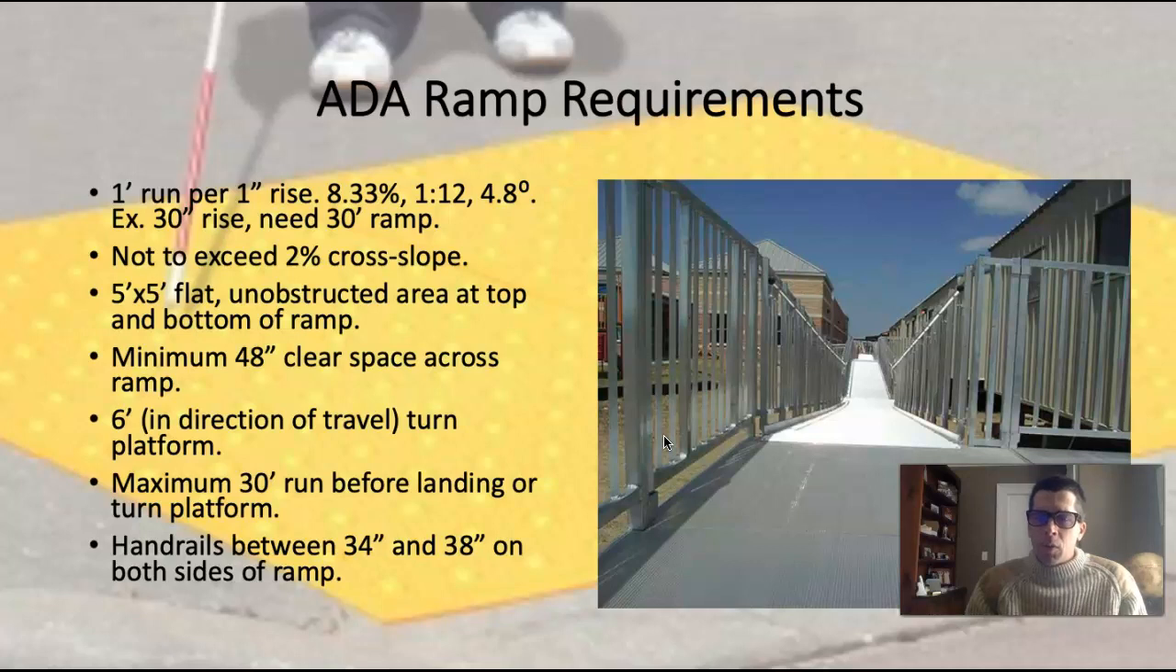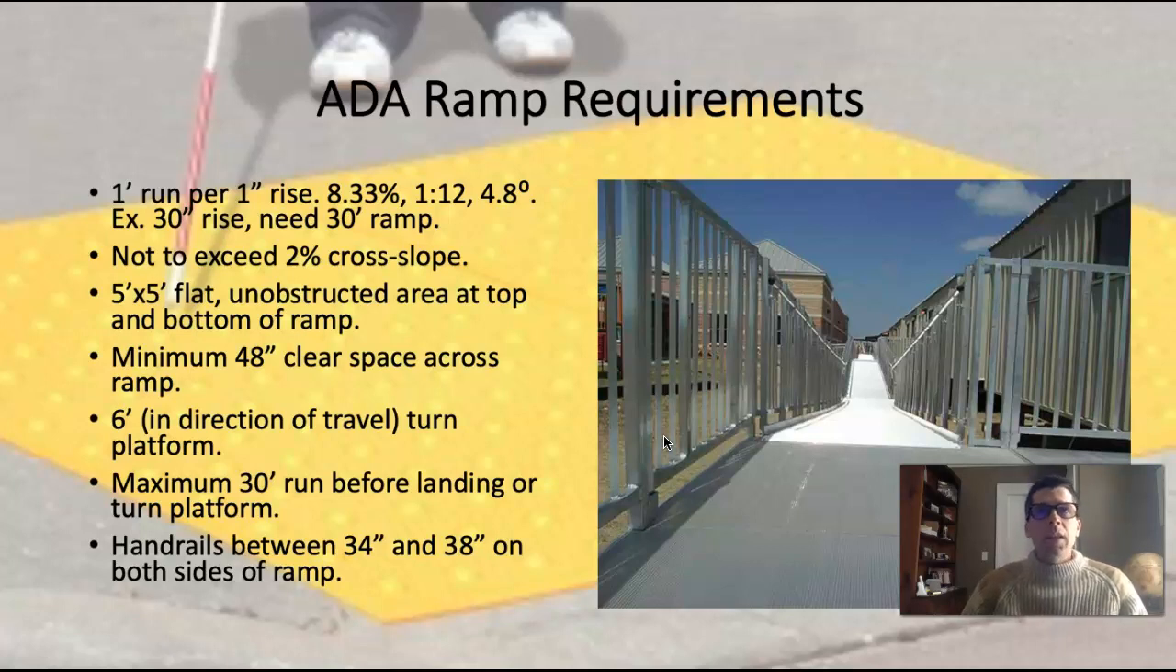For every 1 foot of run, you can go up 1 inch of rise. I think I said 1 foot of rise. That would be insane. For every 1 foot of run, you can go up 1 inch of rise. And so it's pretty easy if you're at a building and you've got 30 feet from the front door to the sidewalk. I've got 30 feet to run. I need to gain 30 inches in elevation, which is the most I can gain.